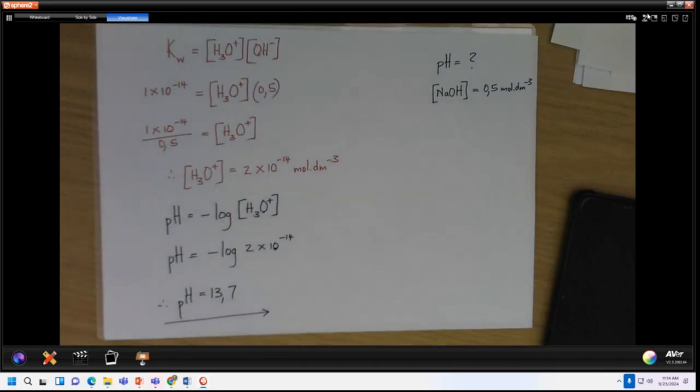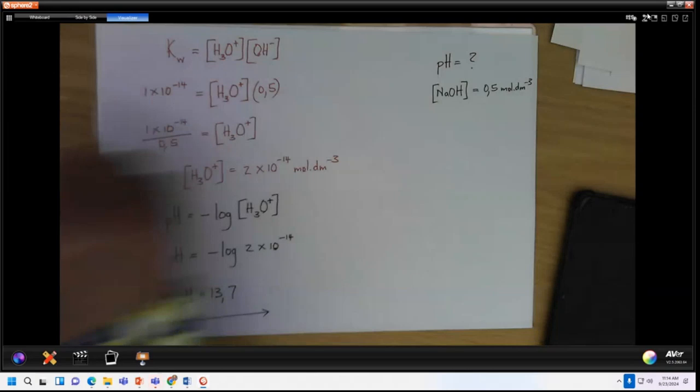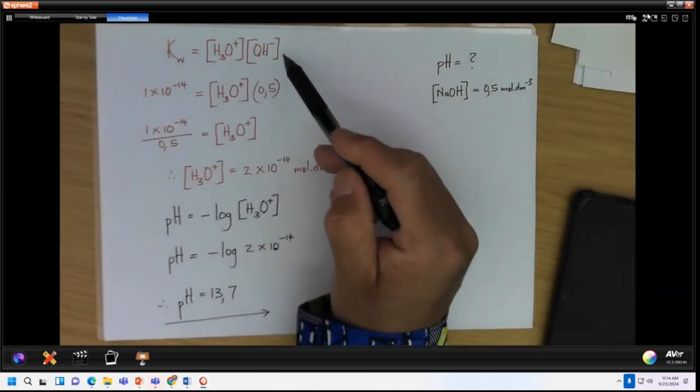Sometimes these calculations go for 5-6 marks. Make sure you get that. In connection with bases, there's going to be 2 facets of the calculation. You're going to start with the ionization constant of water.